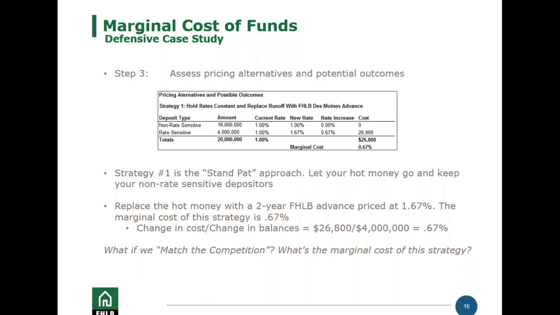Thus, the marginal cost of this retention strategy, strategy 1, is the change in the cost of your deposits divided by the change in your balances. In this case, the change in the interest expense is paying up 67 basis points on the $4 million that is rate sensitive, divided by these rate-sensitive deposits. Again, the change in cost divided by the change in balances is your marginal cost. This is much lower than the rate of 1.25% your competitor is willing to pay.